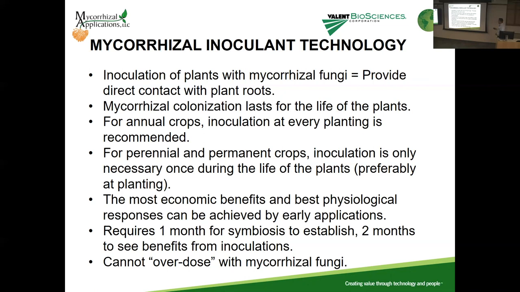Mycorrhizal colonization lasts in most cases for the life of the plants. So in perennial crops, this means that you have to inoculate only once in their life. And this inoculation could take place at any time, the best being when there's active root growth. But with annual plants, you have to do the inoculation every time you seed or when a new crop is coming up.